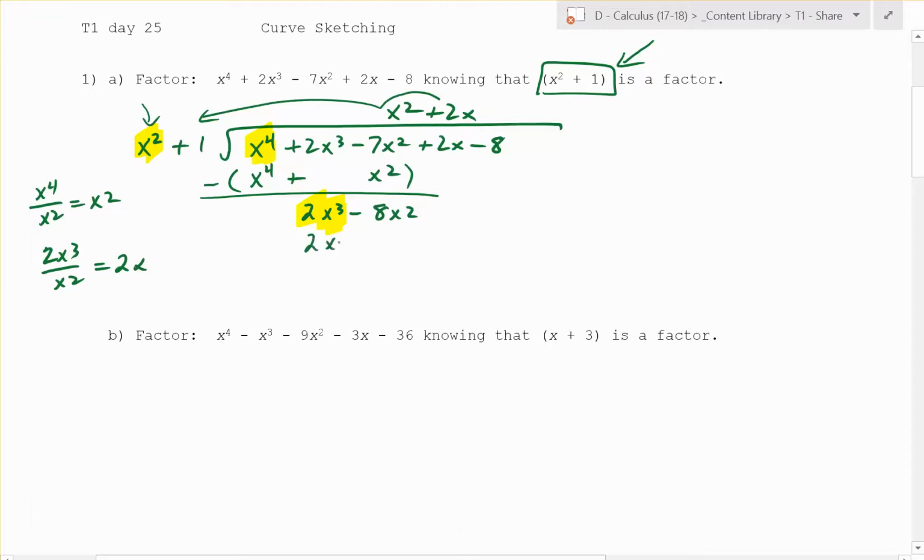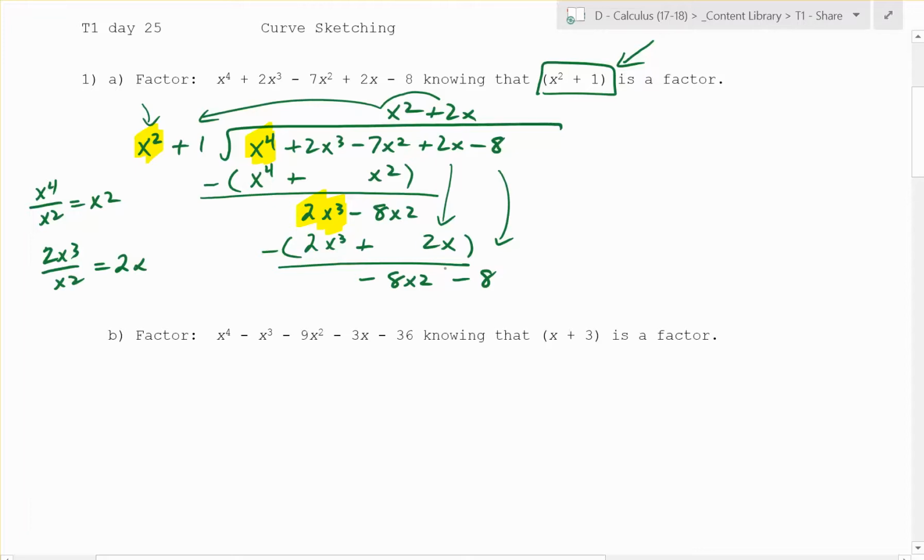So we end up with 2x cubed plus 2x, because that's 2x times 1. And you subtract, put the parentheses around. So now you have negative 8x squared. These cancel, and then you drop the minus 8 down.